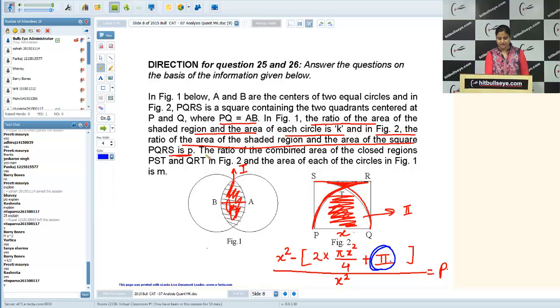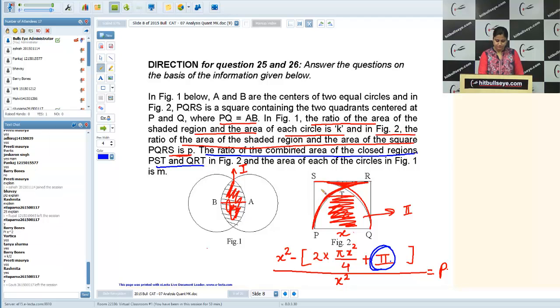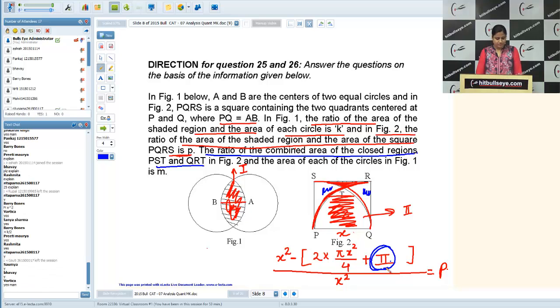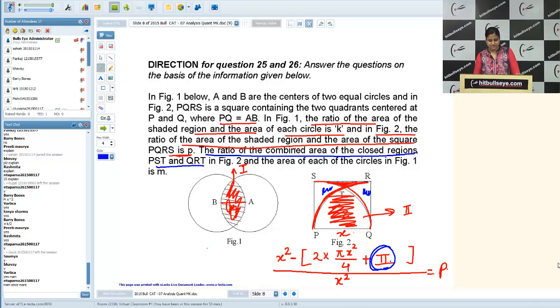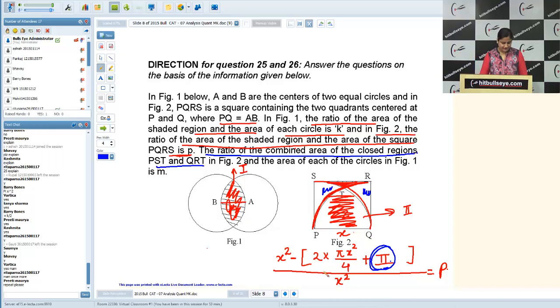Now coming to the last line: the ratio of the combined area of the closed regions PST and QRT. It means this area and this area. This is equal to, and the area of each of the circles in figure 1 is M. By taking this, you can substitute the value of the second. Are you getting me, guys? Now yes, you can put the values. You will get the answer of P in terms of K. You got that? Actually, I need this figure. Let me use another page.